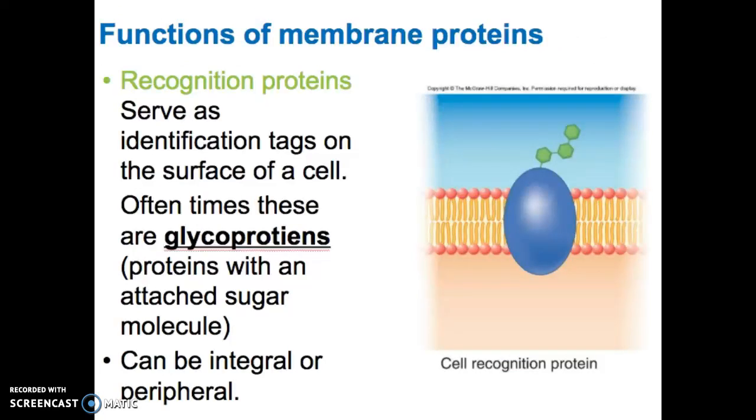I think we can get one more in. Recognition proteins. So recognition proteins are basically tags. They're labels, name tags. They're often in the form of glycoproteins, which are just proteins with sugar attached to the top. And these can be integral or peripheral.